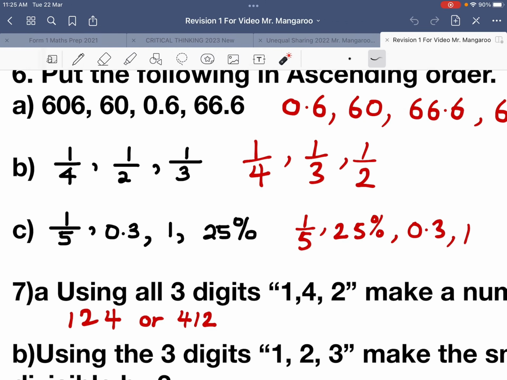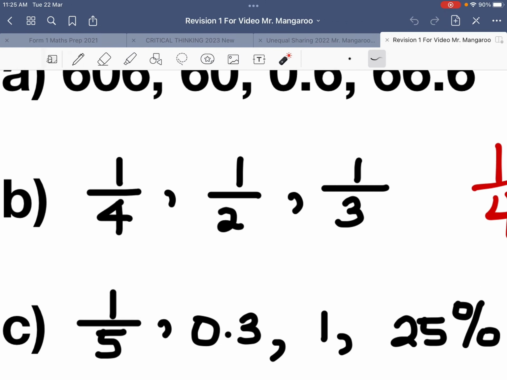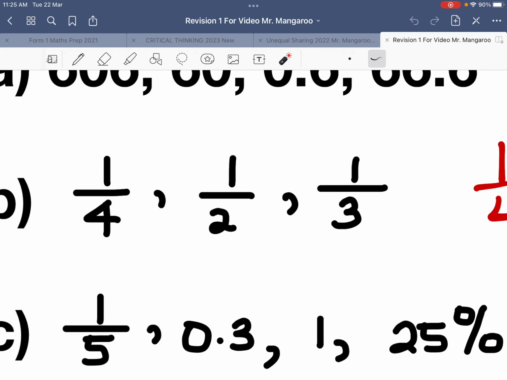Another way we can work this out or think of this is that if we have the same numerator and we have different denominators, then we can put it in the order of biggest denominator to smallest denominator.